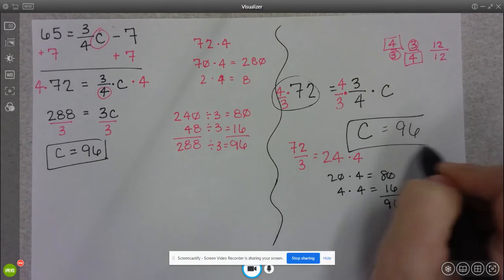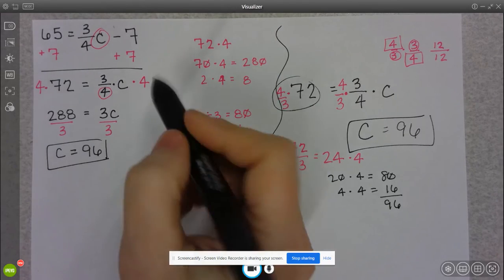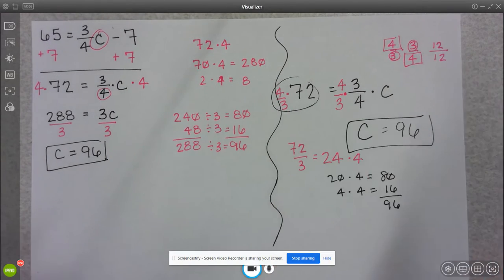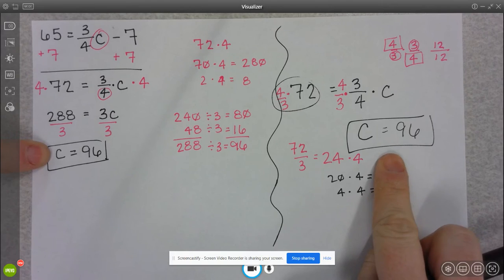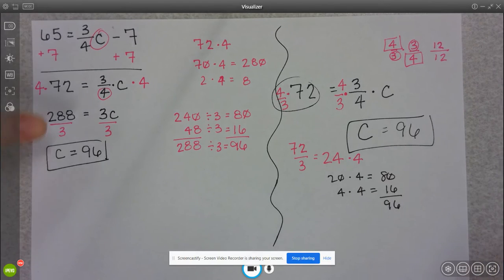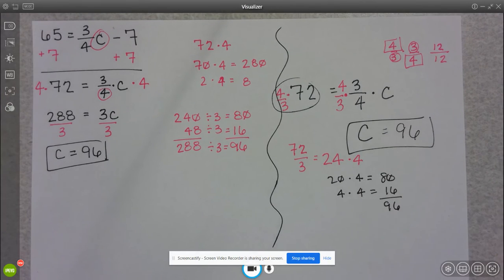So either way you slice it or dice it, this step right here, you could go one of two ways. You still get 96 on both sides. Most people tend to be more comfortable with the first way I did this, but I'm giving you both options because I don't care how you do it, as long as you understand each step along the way.